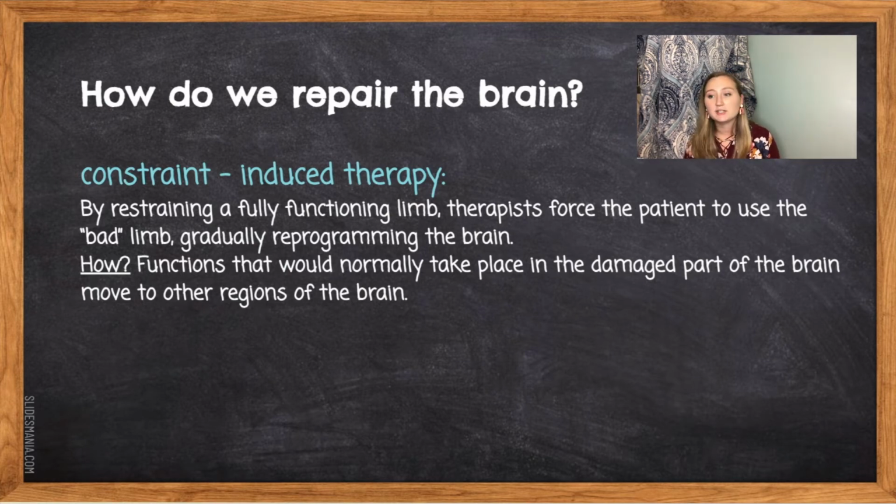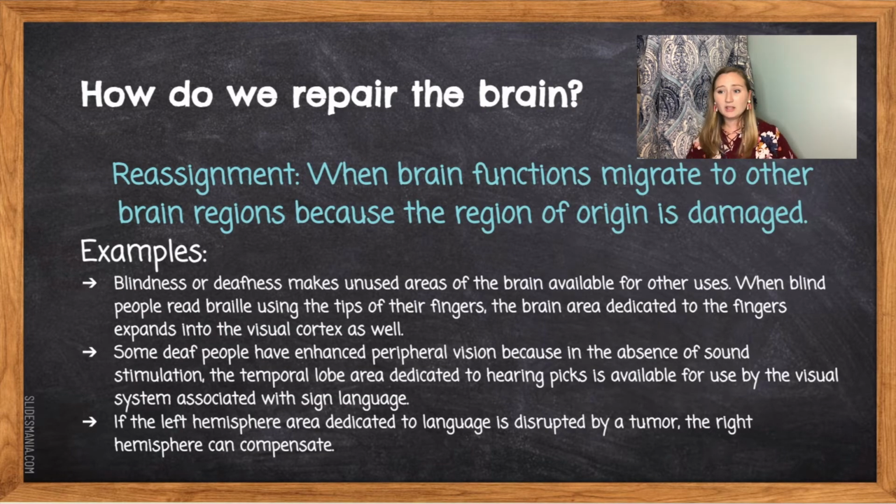How? Functions that would normally take place in the damaged part of the brain that is affecting your ability to use the limb now move to other regions of the brain. We call this reassignment. Reassignment is when brain functions migrate to other brain regions because the region of origin is damaged. The part of the brain that would normally control a certain movement gets damaged, and the brain can move the function to another part of the brain so that the body can continue to function. Examples of this: blindness or deafness makes unused areas of the brain available for other uses.